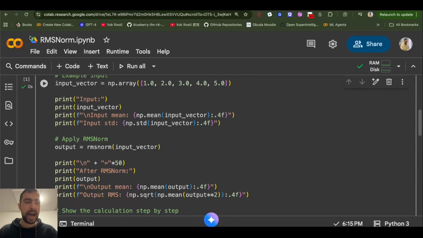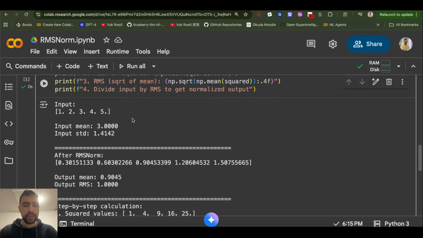Let's master RMS Norm. It's used in large language models, in today's neural networks and transformers everywhere, and it's a very popular normalization. I think the most popular one today. Here is what it does.